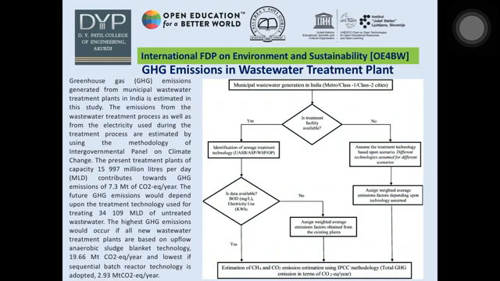The present treatment plants of capacity 15,997 million liters per day (MLD) contribute towards greenhouse gas emissions of 7.3 metric ton of CO2 equivalent per year. The future greenhouse gas emissions would depend upon the treatment technology used for treating 34,109 MLD of untreated wastewater. The highest greenhouse gas emissions would occur if all new wastewater treatment plants are based on upflow anaerobic sludge blanket technology, and lowest if sequential batch reactor technology is adopted.